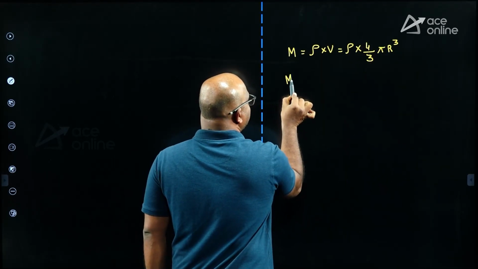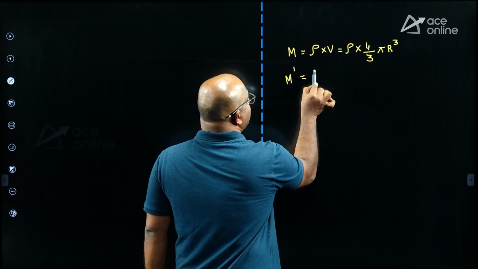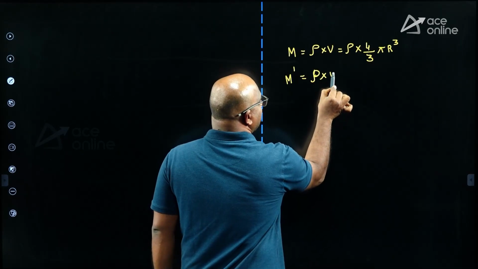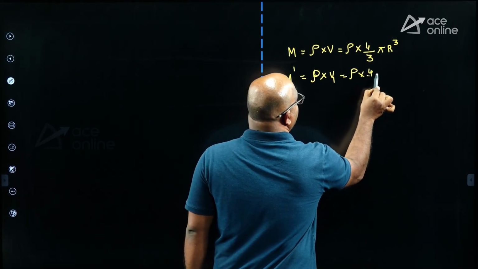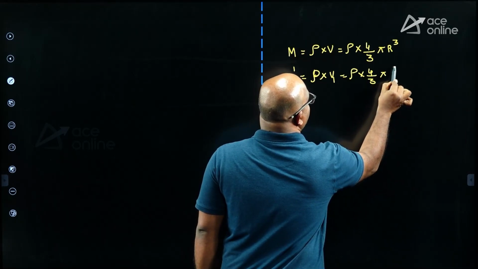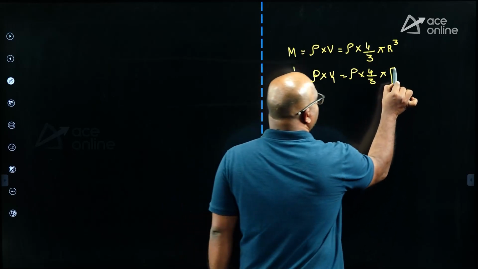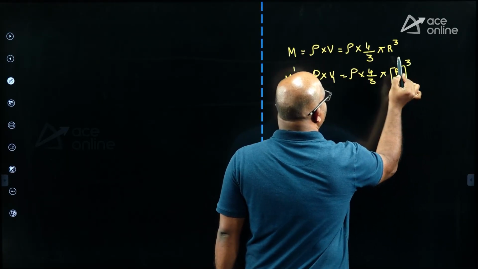Now can you please help me, guys? M dash equal to how much? Same density, density will remain same, into volume 1. Rho into 4 by 3 into pi. Radius entamma? R by 2. R by 2 whole cube.